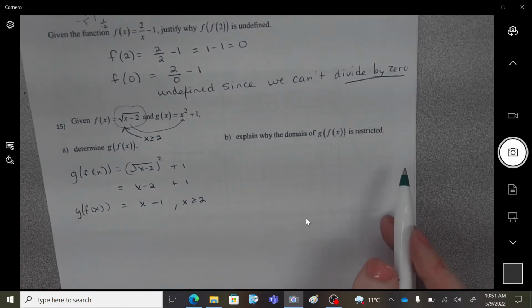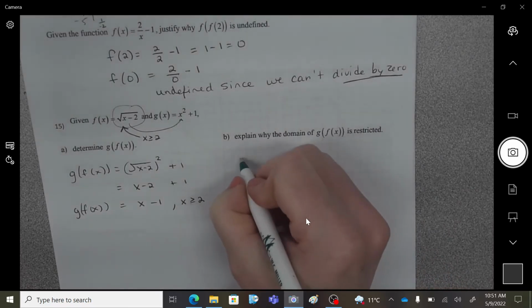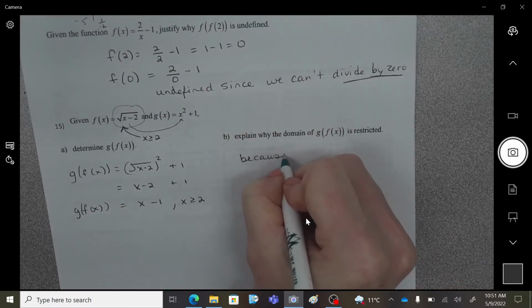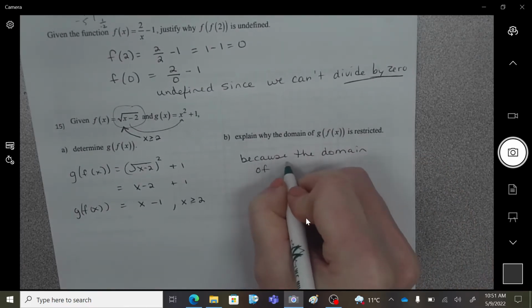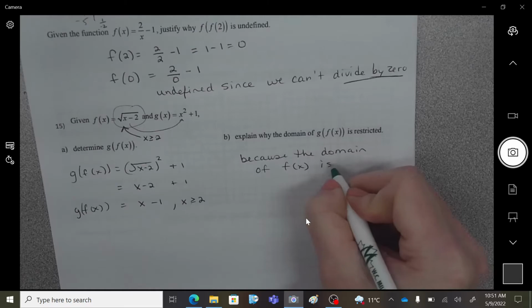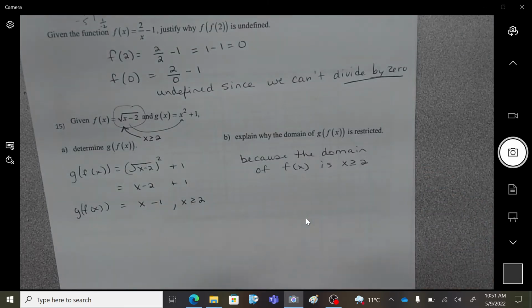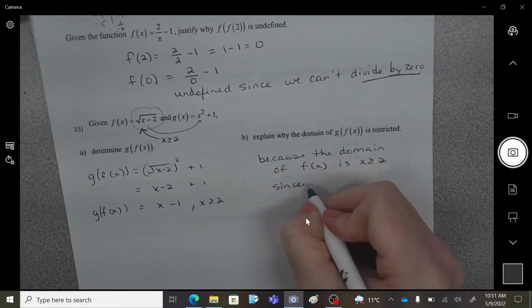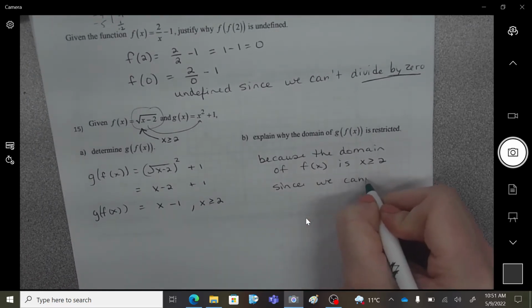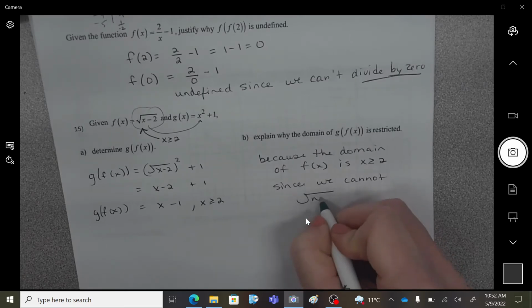Explain why the domain is restricted. Because the domain of f of x is that, since we cannot square root negative numbers.